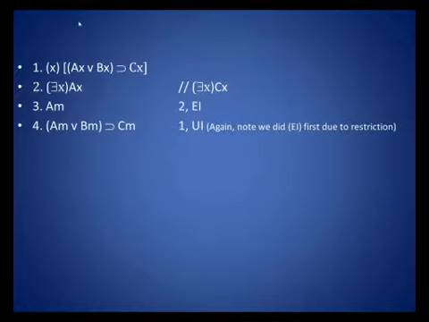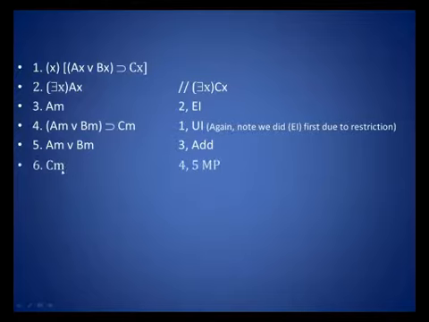We do this intentionally so that we can now use our rule of implication. All right, hopefully you can see the move that we're going to make. If we use addition on line 3 to add a Bm, we can now perform modus ponens on line 4. The antecedent of line 4 is Am or Bm, and the consequent is Cm. On line 5, I have Am or Bm, which of course is the antecedent for line 4. So modus ponens will allow me to derive a Cm.